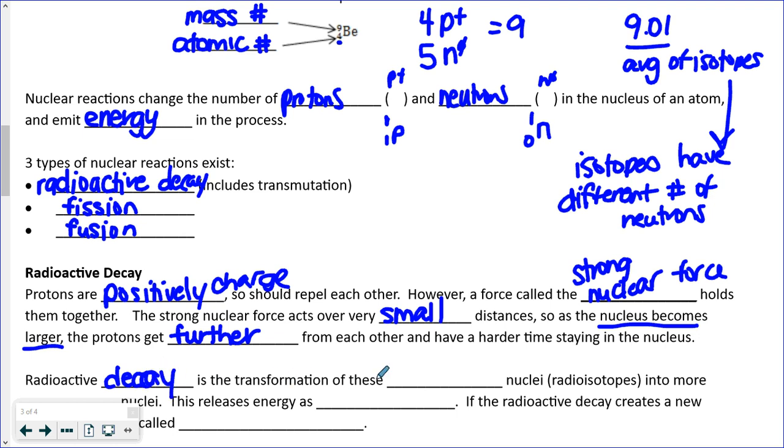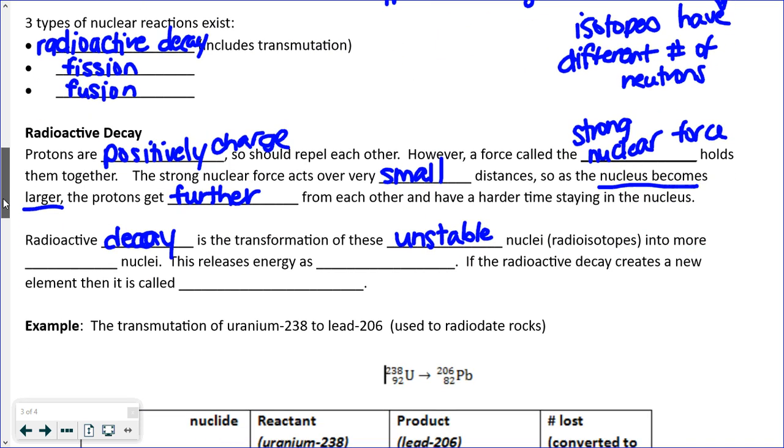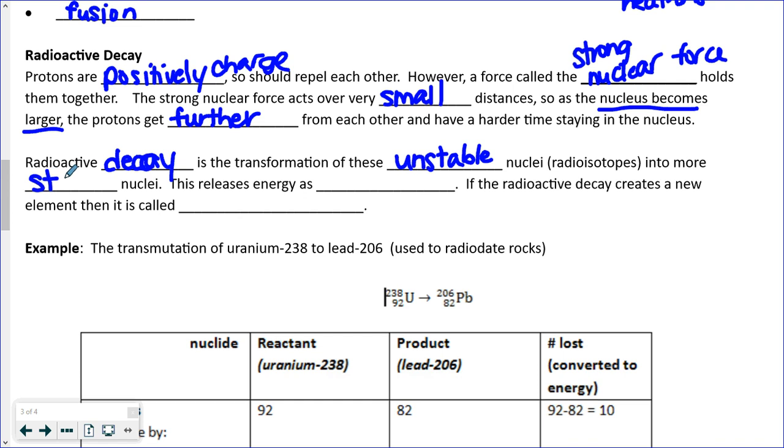Decay is the transformation of these unstable nuclei, so sometimes called radioisotopes, into more stable nuclei. This releases energy as radiation. If the radioactive decay creates a new element, then it's called transmutation. Which sounds like some sort of video game or Harry Potter thing that you can do, transforming one thing into another.